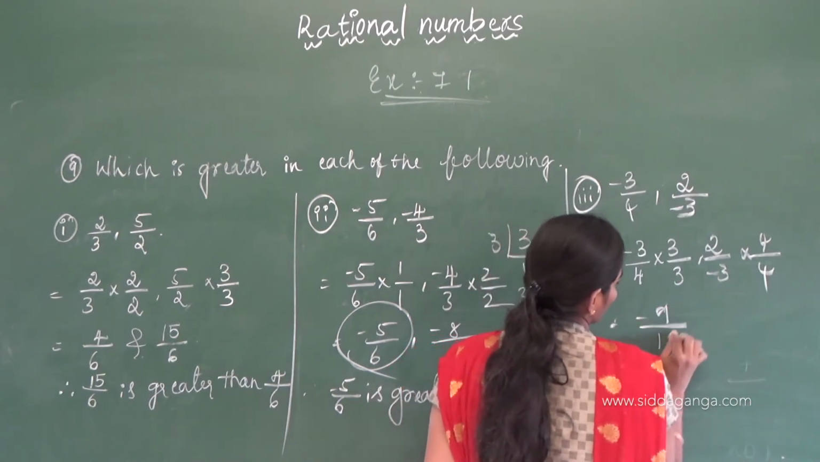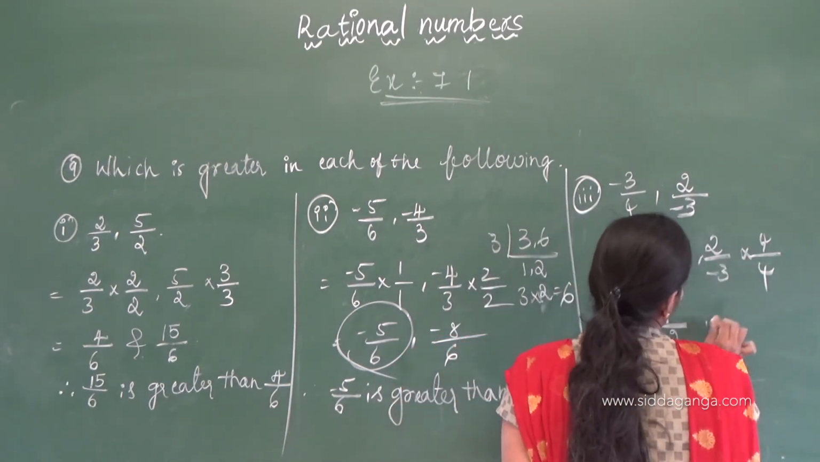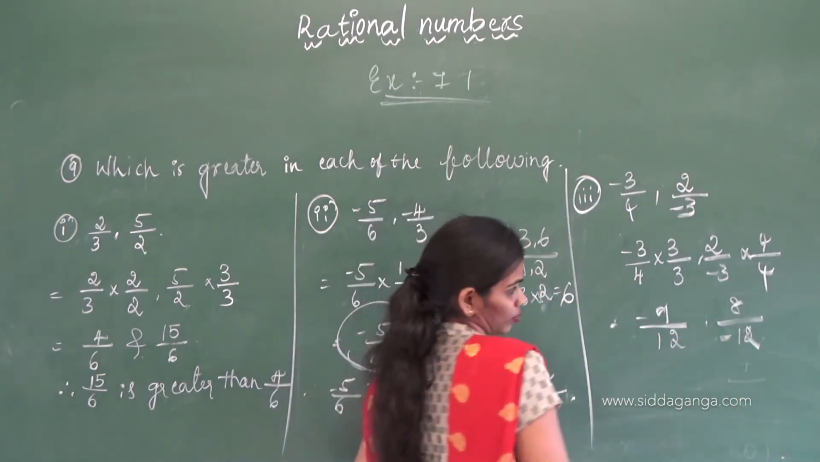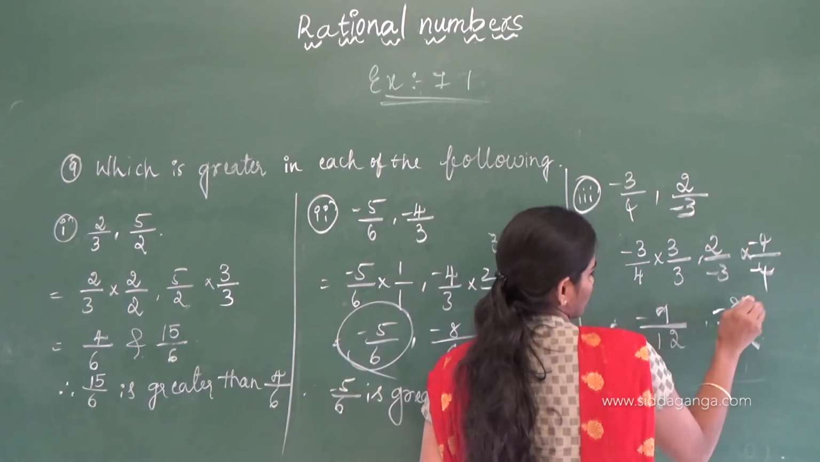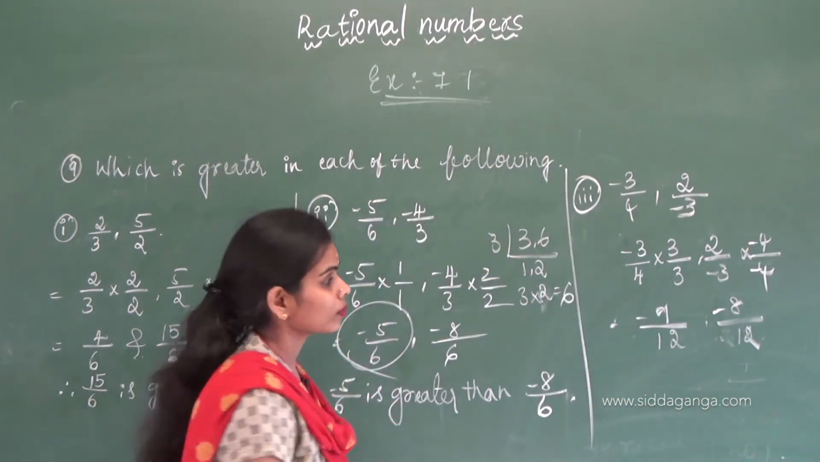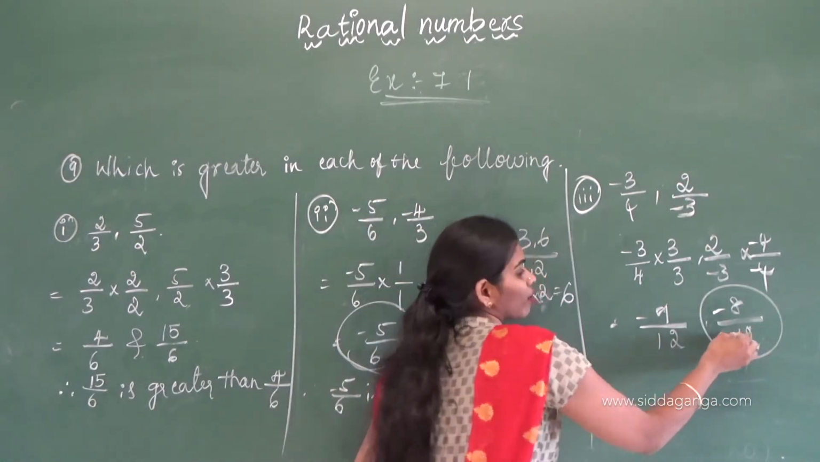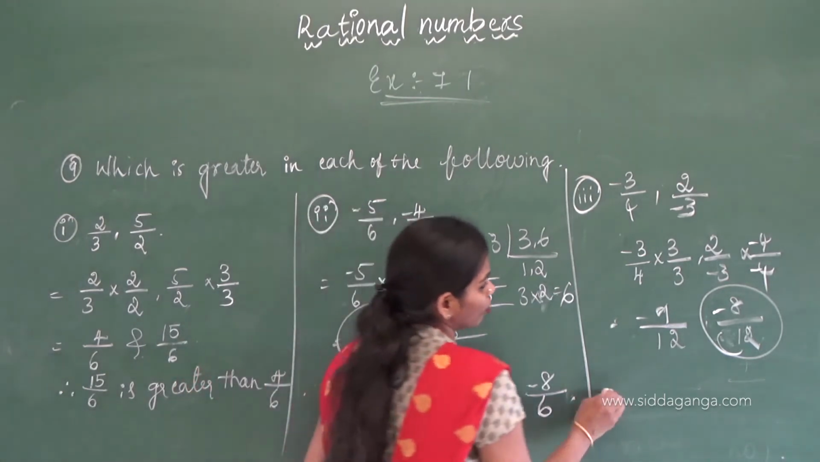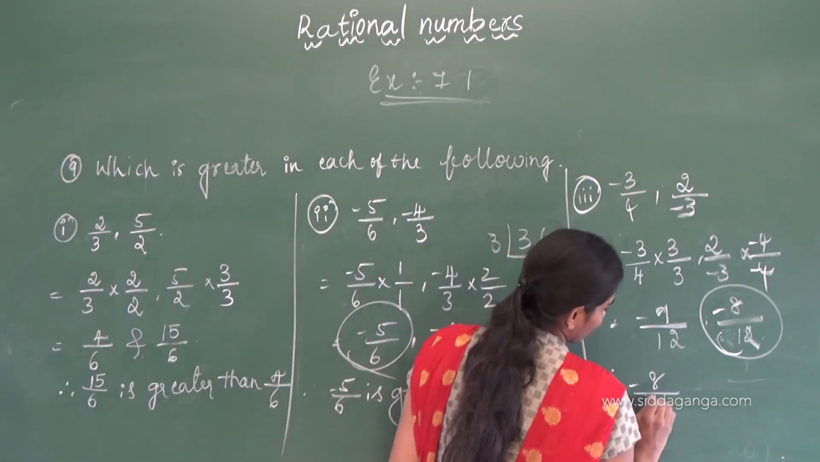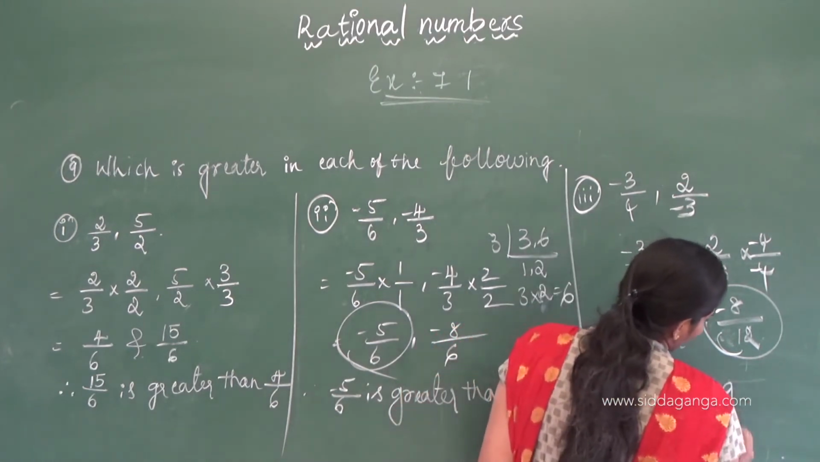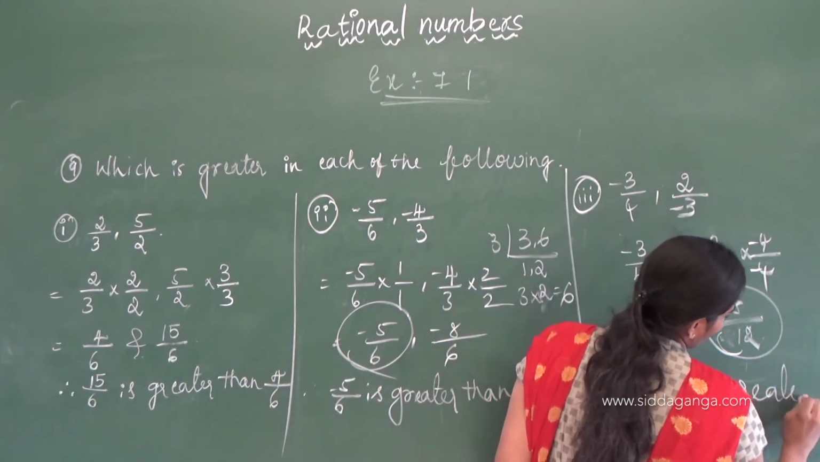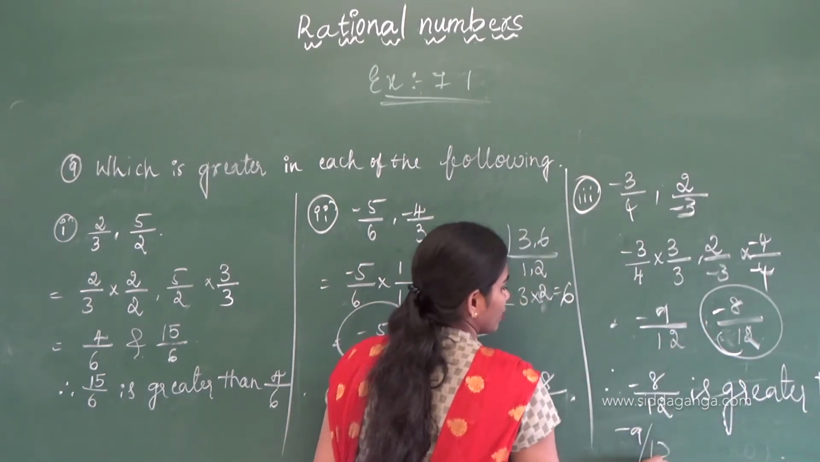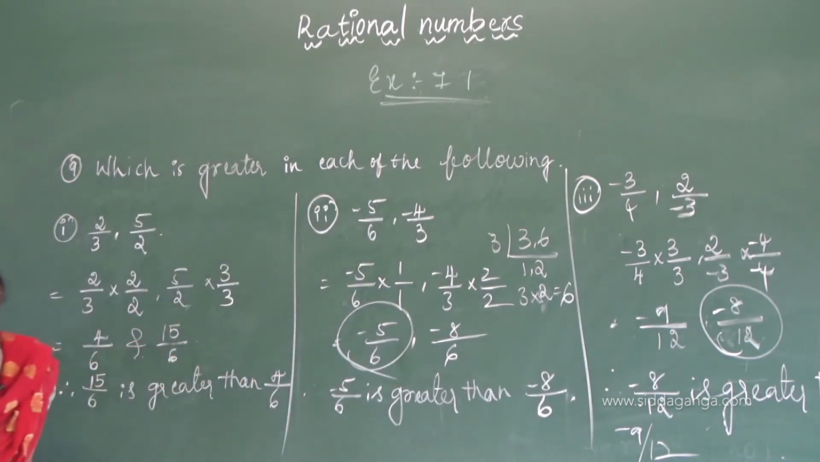Minus 9 by 12, 8 by minus 12. Here we can take minus. Okay. Obviously this one will be the greater one, because minus 8 is greater than minus 9, that's why we can tell. Therefore minus 8 by 12 is greater than minus 9 by 12. Okay.